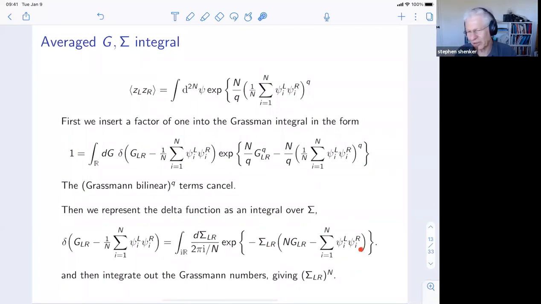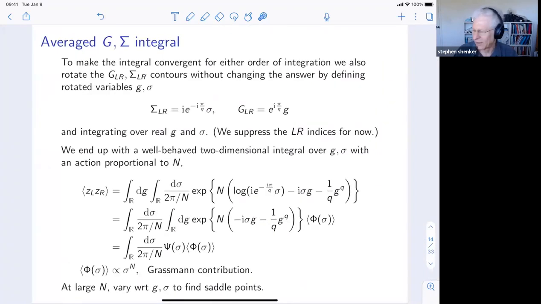Usually you get a Pfaffian, but here you just have a single Grassmann number for every i, so integrating out gives a number, sigma. You have n of these, so you get sigma to the n. So you get an integral. To make the integral convergent, you should rotate these contours. I'm going to leave off the left-right indices just to make the formulas simpler. And you find this explicit integral. It's a two-dimensional integral over complex variables evaluated on two contours of this particular form. This e to the n log is the Pfaffian term, the i sigma G is part of the delta function, and this is G to the q.